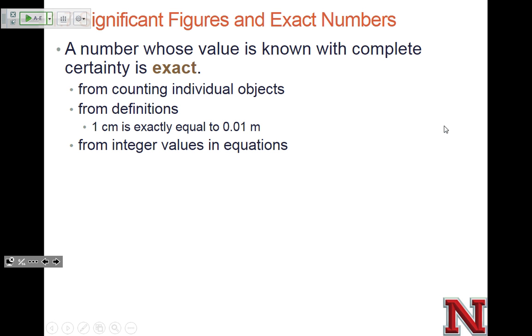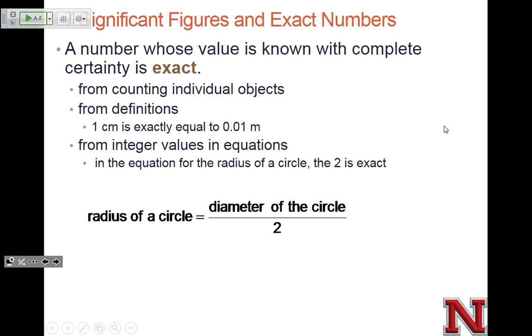There are also some numbers whose measurements are considered exact. So from definitions, we know 1 centimeter is equal to 0.01 meters. That's exact. So that's considered to have infinite significant figures because it's an exact number. So those that we know with certainty are considered exact numbers.